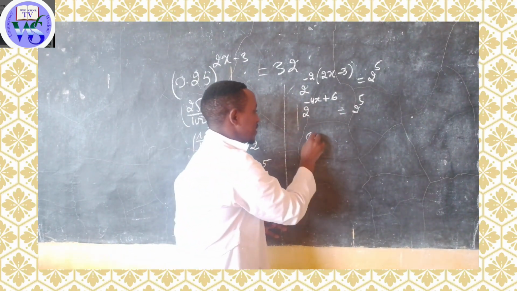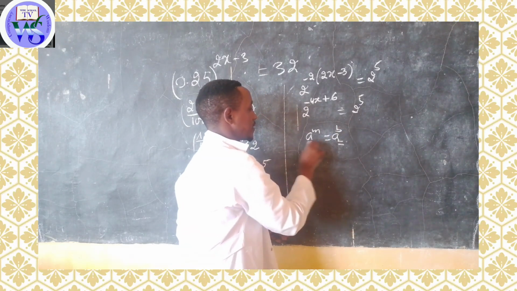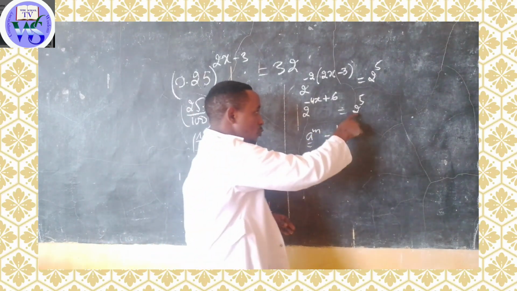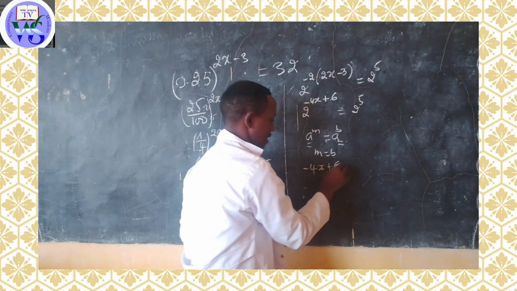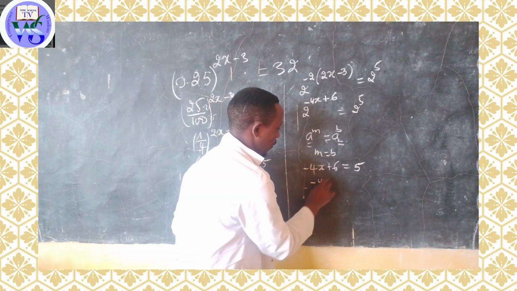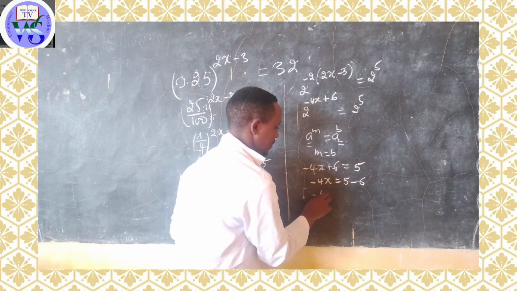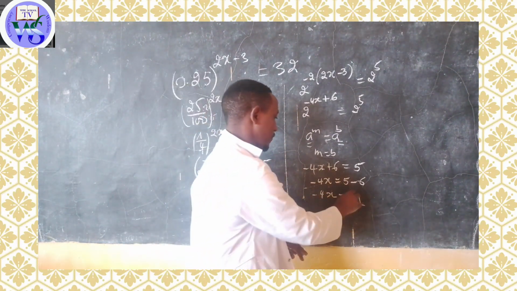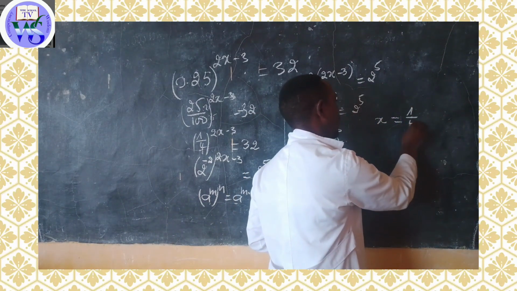So remember that if a power m is equal to a power b, the bases are the same, so then m is equal to b. According to that, minus 4x plus 6 is equal to 5. So minus 4x is equal to 5 minus 6, minus 4x is equal to minus 1. So we simplify and x is equal to 1 over 4.